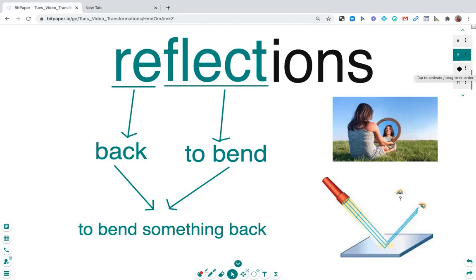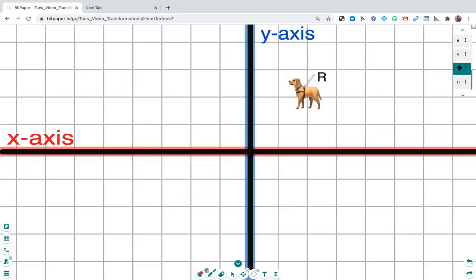So what does that look like on a coordinate plane? Well, I often also think of these two letters here in the middle, FL, because another word that is a generic term for reflection is a flip. So if Ranger here is on the coordinate plane, we could flip him, for example, over the x-axis, or I could flip him over the y-axis. So if we flip him over the x-axis, what would that look like?